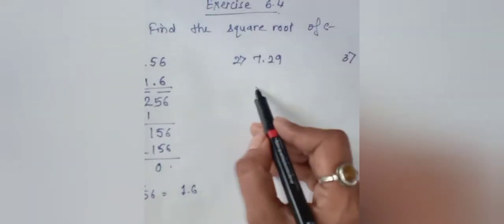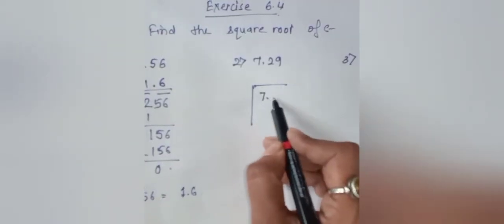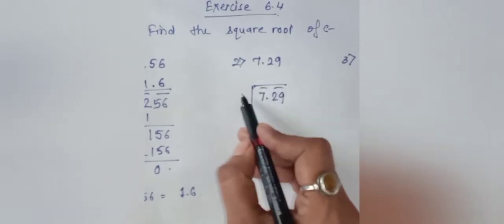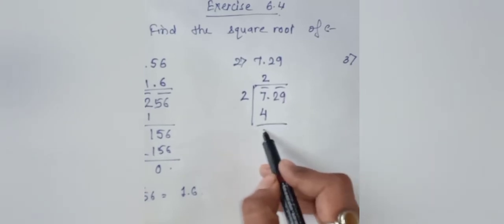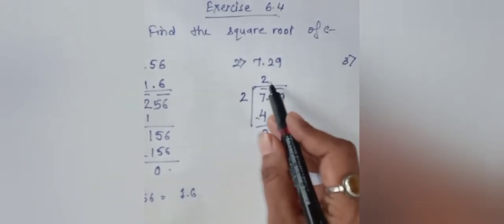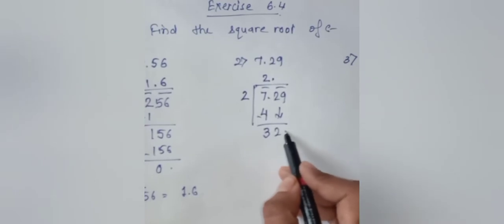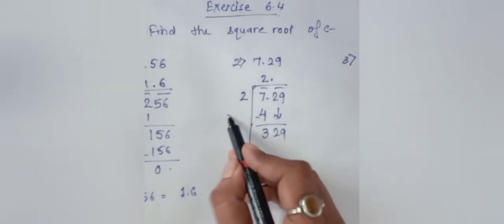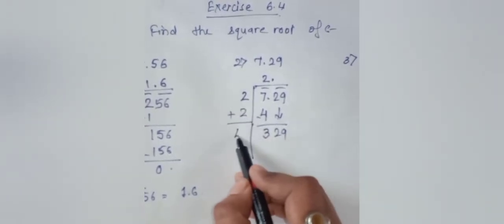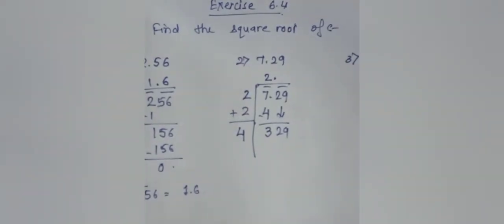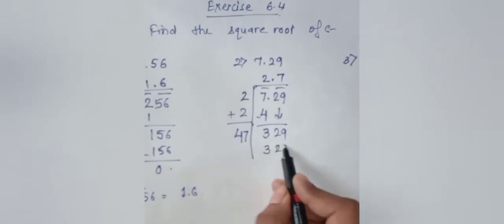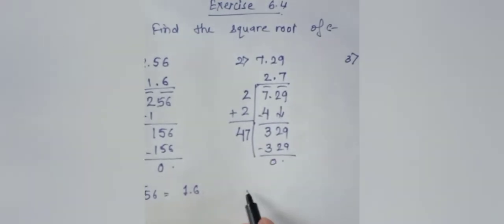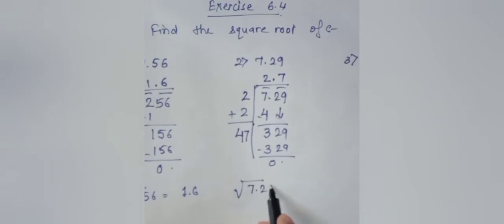Next question, 7.29. Putting the bar on 29 and 7, so 2 into 2, 4 we can take. 4 subtracted from 7 is 3, bringing 29 down here, so we have 329. 2 plus 2 is 4, and now we can multiply the number ending with 9. 7 into 7 is 49, so 47 into 7 is 329, so we get 0. So we can say that the square root of 7.29 is 2.7.